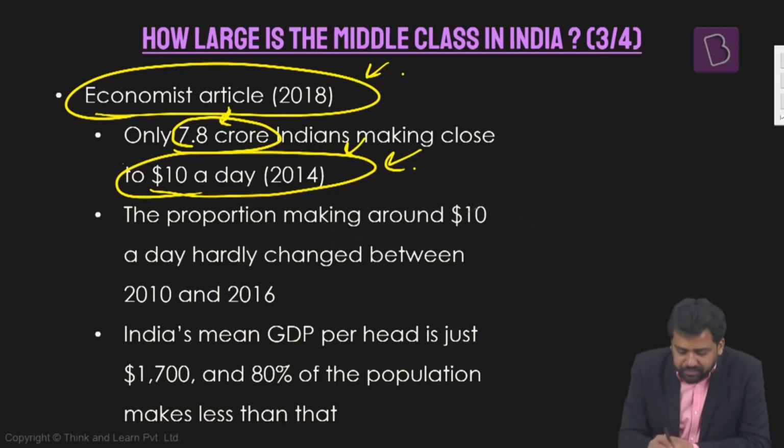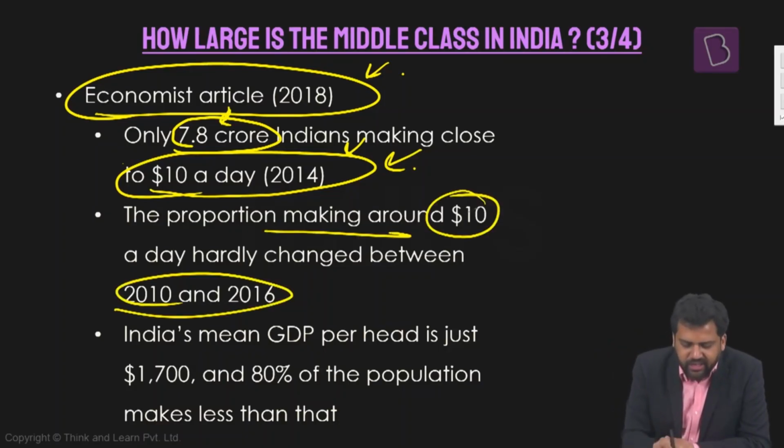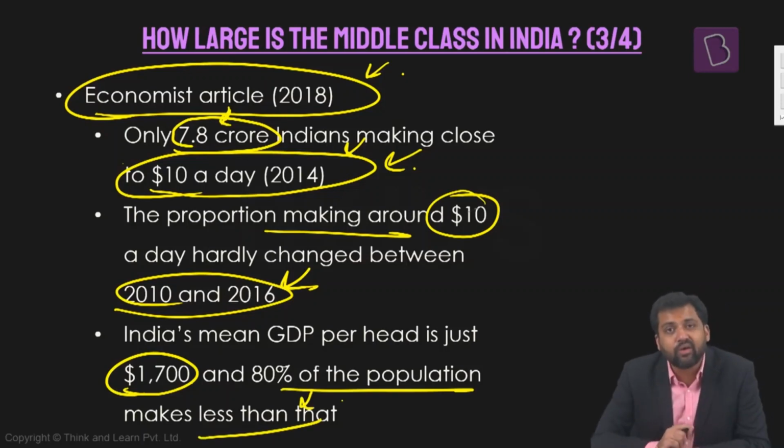And what the article pointed out was the proportion making somewhere around $10 a day has hardly changed between 2000 and 2016. And India's mean GDP per head is just $1,700. 80% of the population makes less than that. So again, a cause of concern, a cause of alarm.